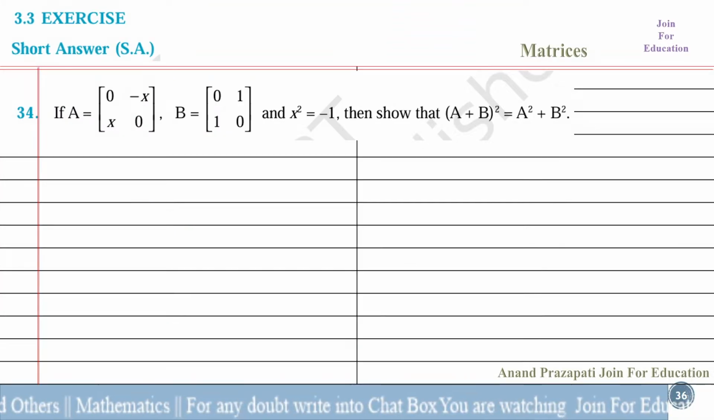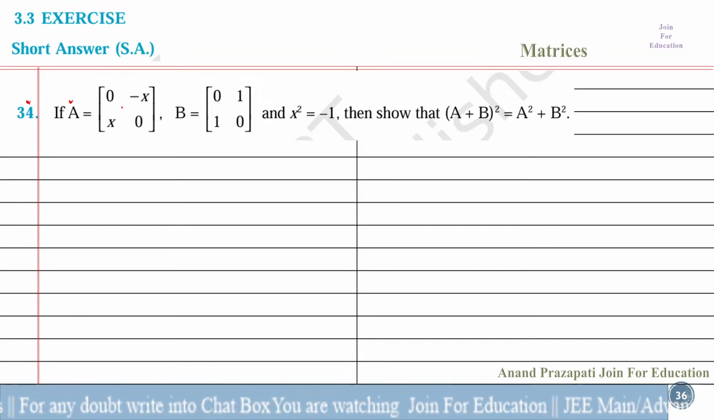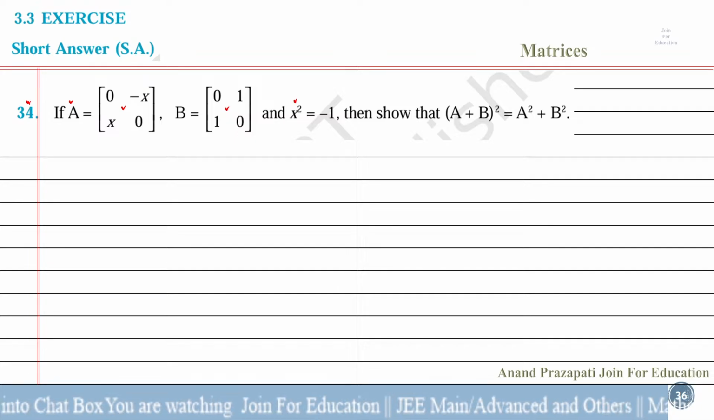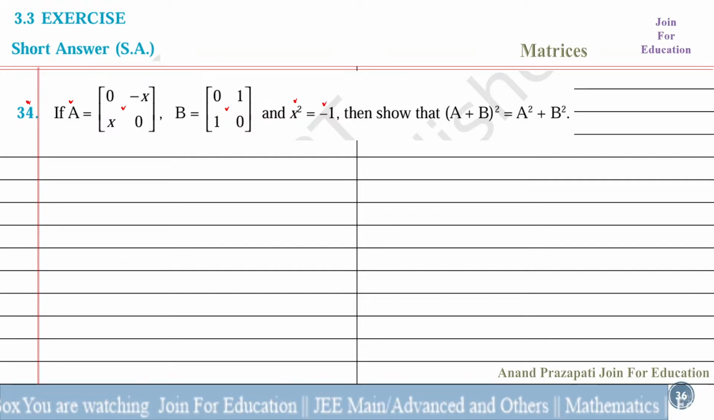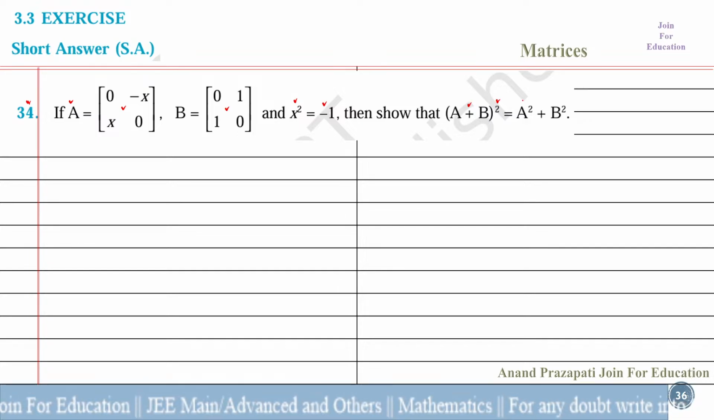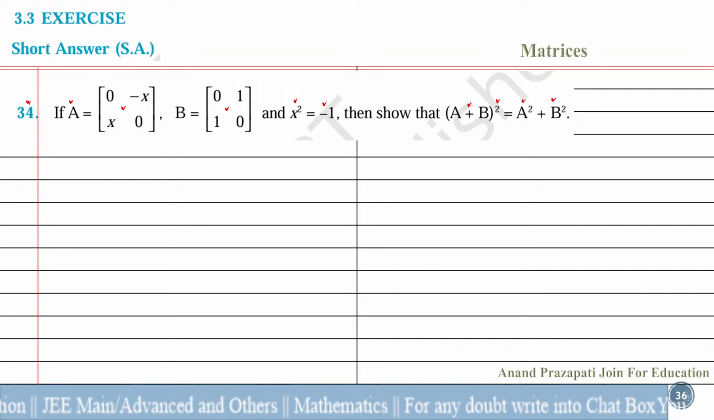Let's see question number 34. If matrix A equal to this one, matrix B equal to this one, and x square equal to minus 1, then show that A plus B whole square equal to A square plus B square. Let's see the solution of this question.